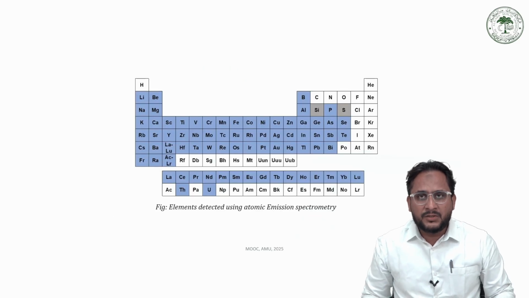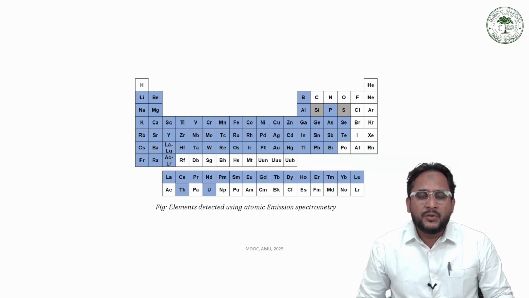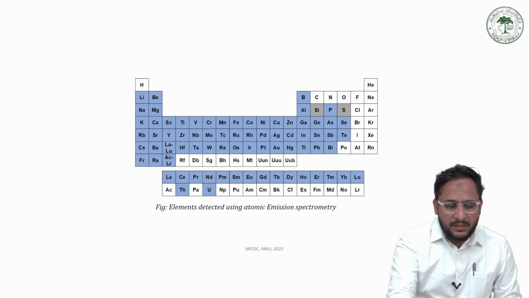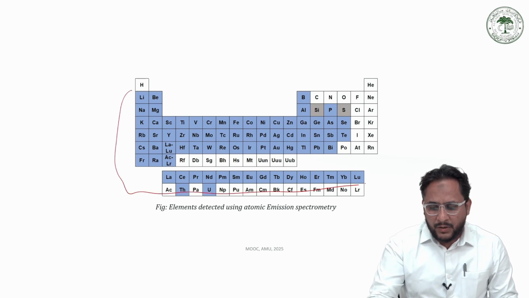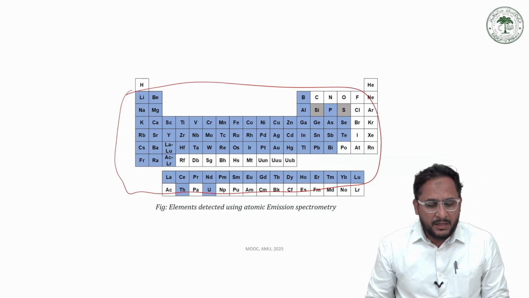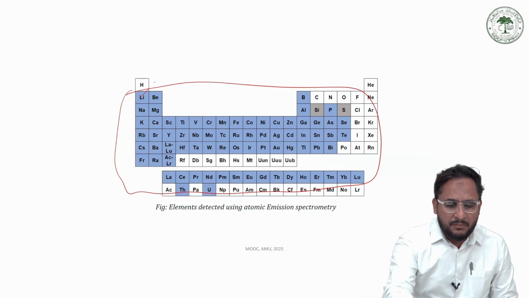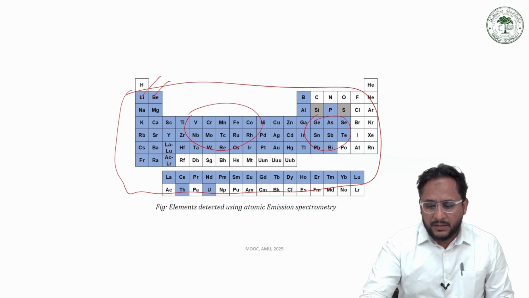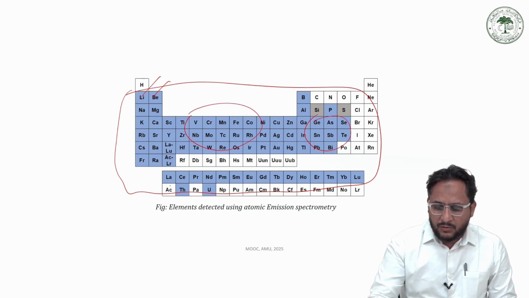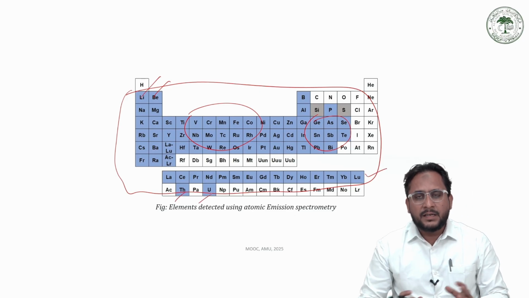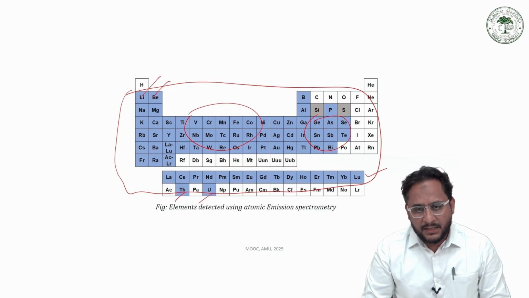As I just mentioned, this technique can be used to analyze around 75 elements. You can see in the periodic table that all these blue color elements can be analyzed. We have alkali metals, alkaline earth metals, transition metals, certain metalloids, and then all lanthanides and two actinides that can be analyzed with this technique.